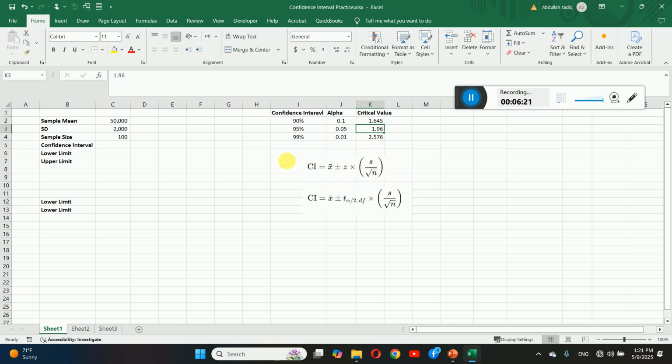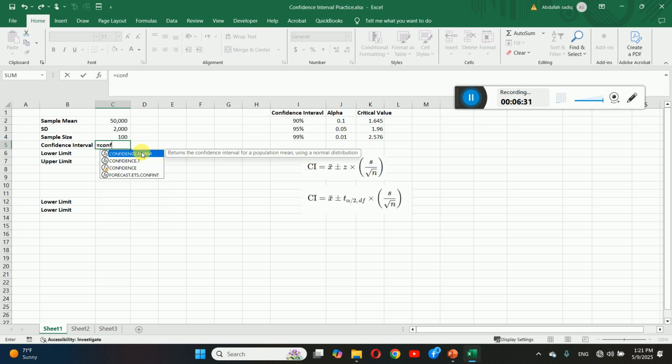But how can you do it in Excel? In Excel we have a straightforward built-in function here, dear students. Type equal sign, confidence.norm. Keep in mind we have two functions: one is confidence.t, and one is confidence.norm, for the normal distribution. This function is used when finding the confidence interval based on the z-score, and there we also have the t-score.